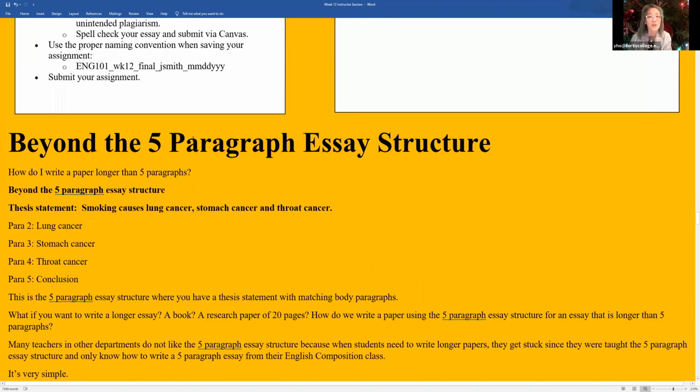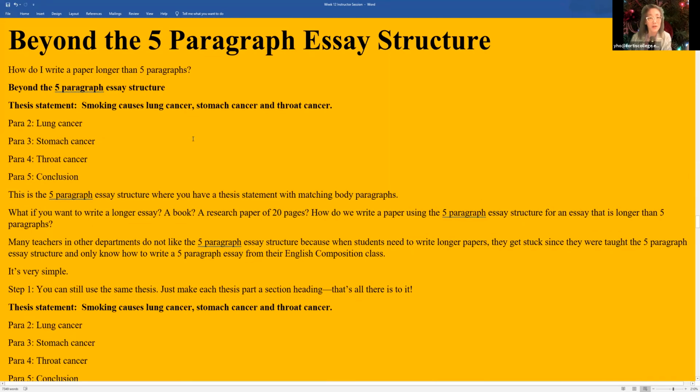So, if you want to write something longer than the 5-paragraph essay structure, all you have to do is transfer this paragraph 1 into chapter 1, chapter 2, it's that simple. Your thesis statement, the introduction, will just become your introduction, like the foreword, the very beginning, before chapter 1. Then chapter 1, which could be 50 pages, you talk about lung cancer and smoking. And then chapter 2, another 50 pages about stomach cancer. And chapter 3 would be about throat cancer. And then your conclusion chapter.